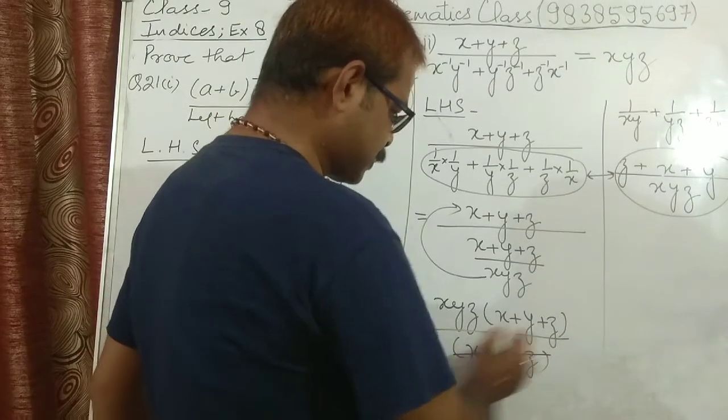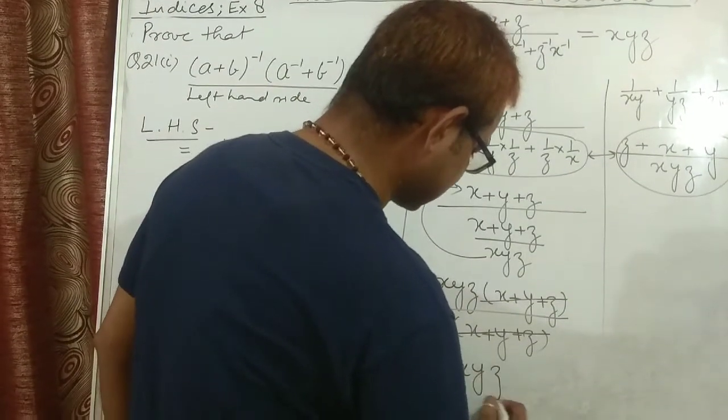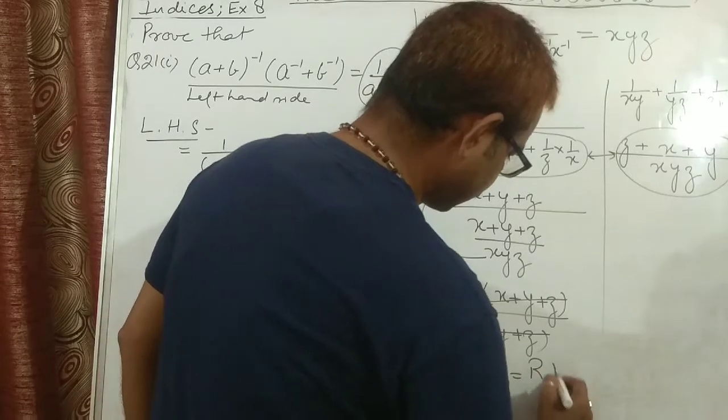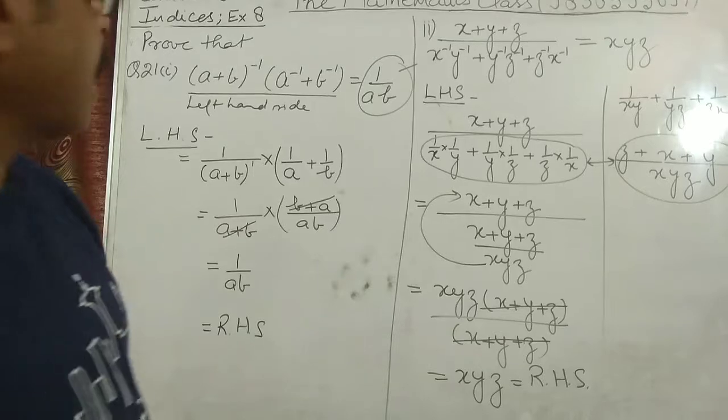Now this and this will cancel. What is left? Only xyz is left. That is what was required to prove. So that is equal to right hand side or RHS.